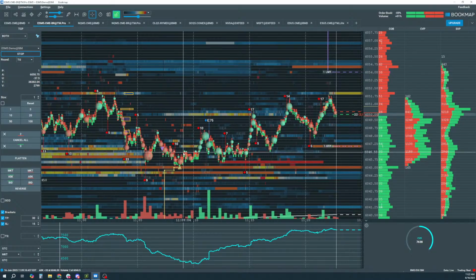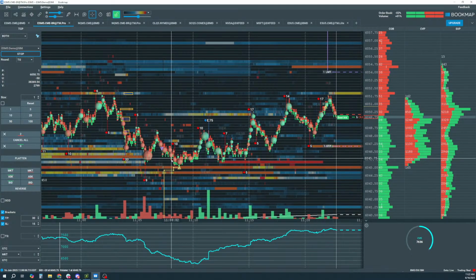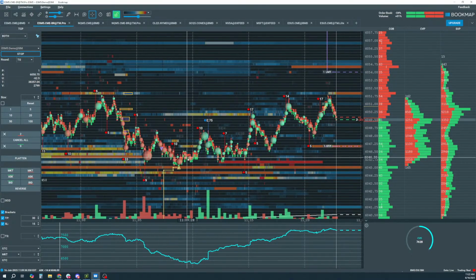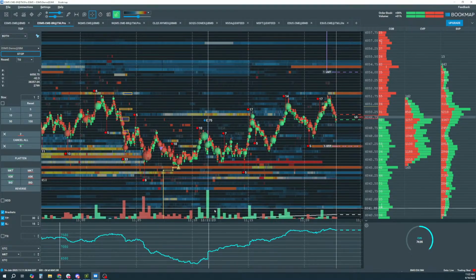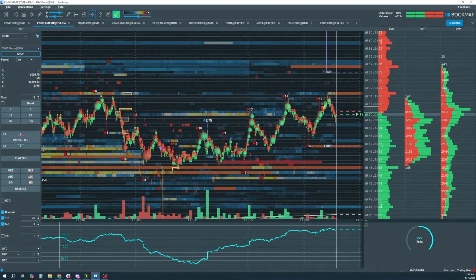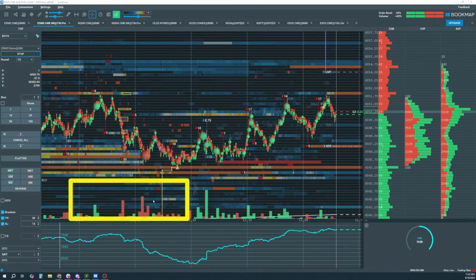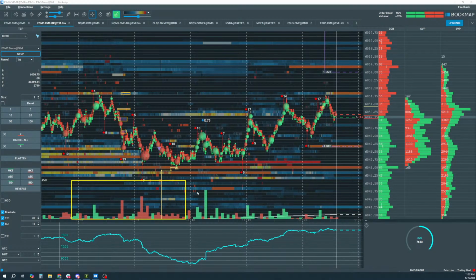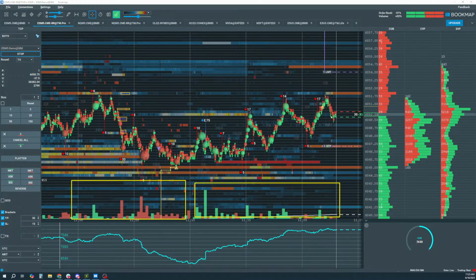Okay. But this is a nice one here. Nice transition from sell side to buy side. Okay, you can see it down here. This is our sell side. That's a little big. That's our sell side. This is our buy side.